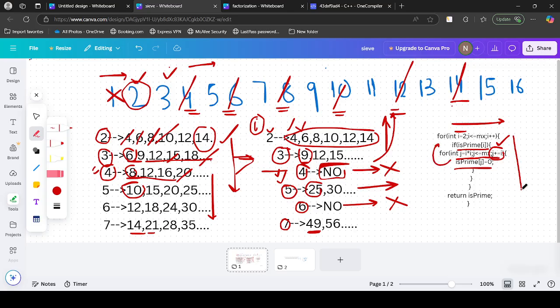So after completion of the loop, we can finally return isPrime, where if the value of isPrime is 1, it is a prime, else it is not a prime. So let's discuss the time complexity.